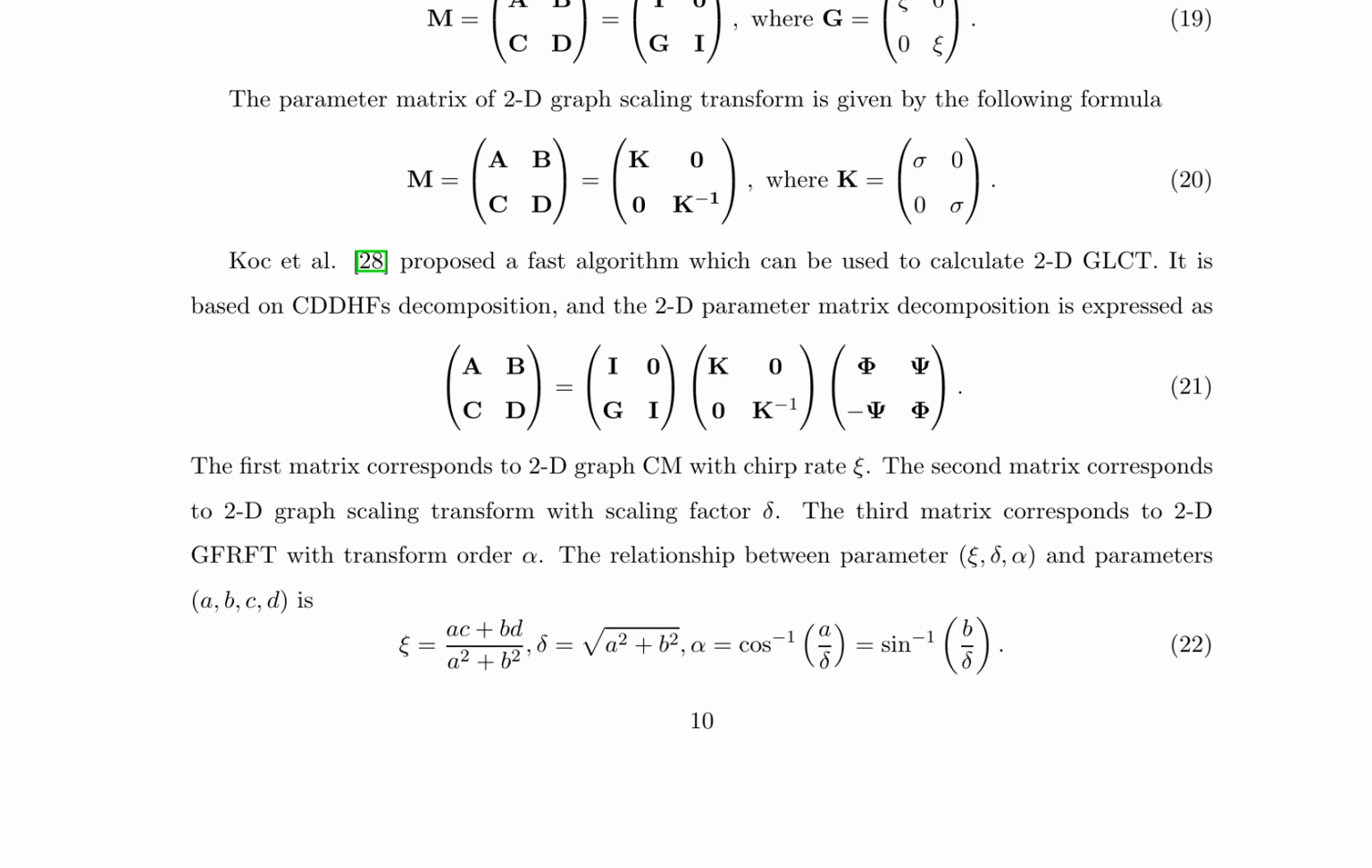Koc et al. proposed a fast algorithm for calculating 2D GLCT, which is based on CDDHFs decomposition. This decomposition is expressed as a product of 3 matrices, each corresponding to a different transform: 2D graph CM, 2D graph scaling transform, and 2D GFRFT. The relationship between the parameters of these transforms and the original parameters, A, B, C, D, is also provided, showing how they can be derived from one another.